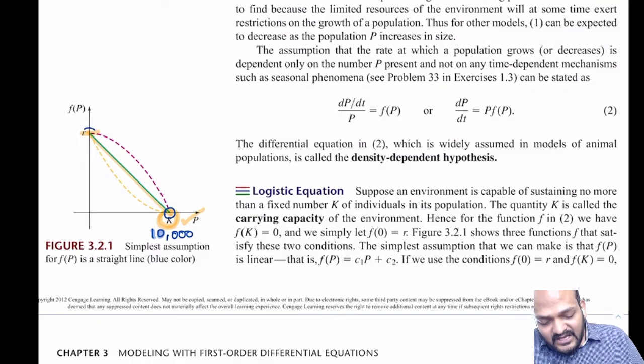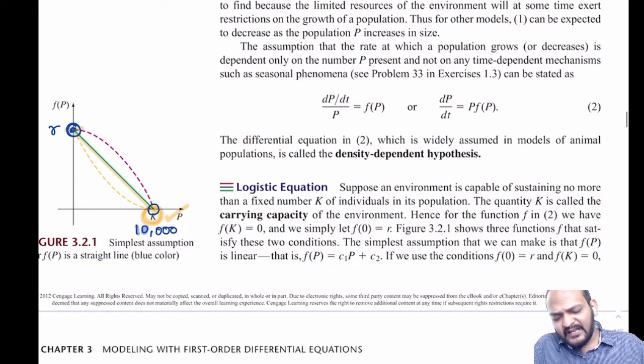So here is the initial growth rate, that is what we call R, and here's the carrying capacity, right? And what kind of equation is this? I'm assuming this is to be a straight line, right?